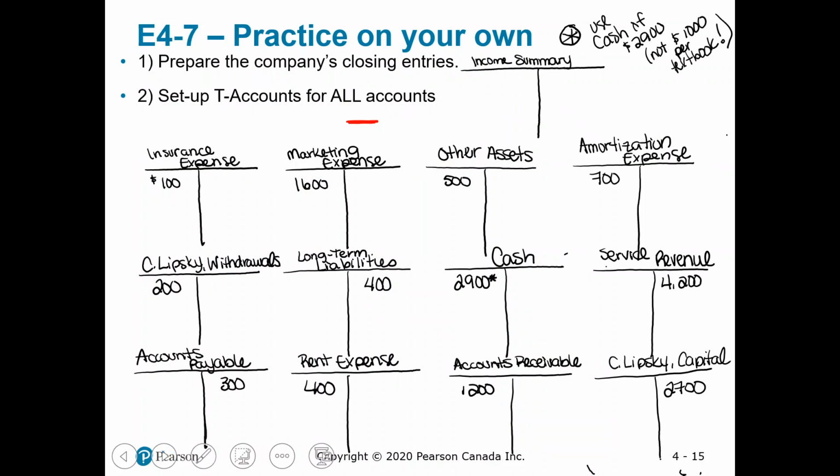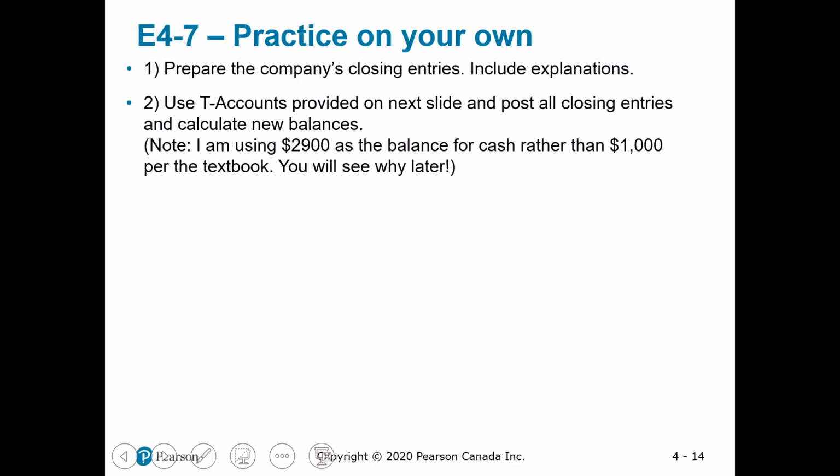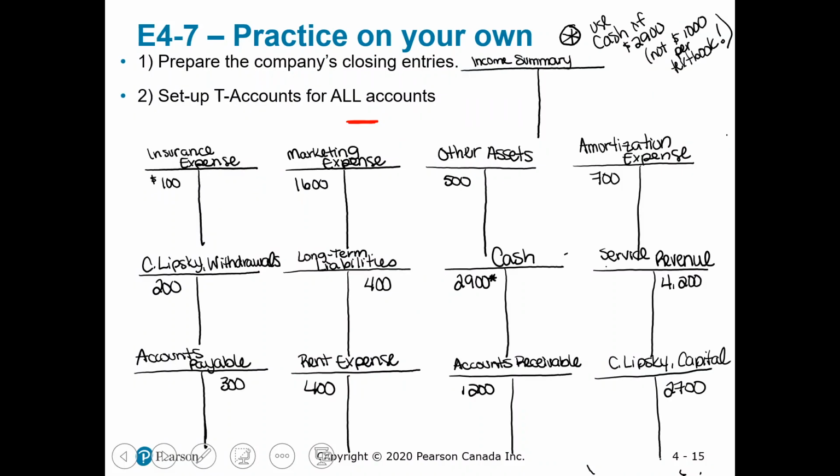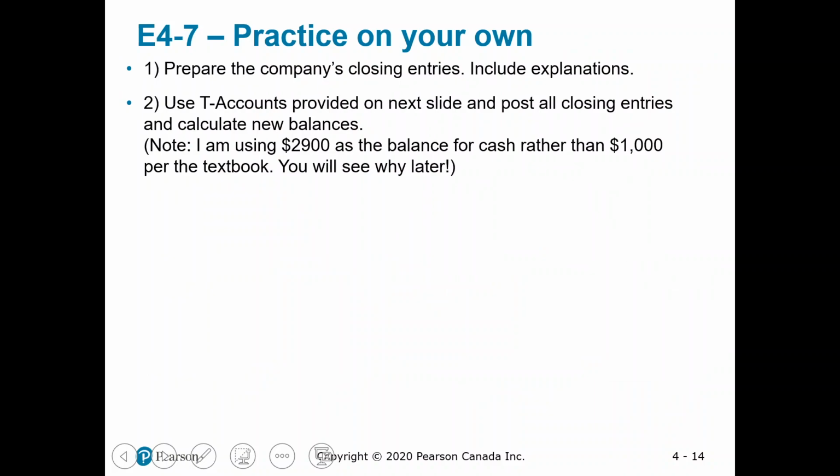these accounts. So on the next slide, I've provided you with T accounts, and I put the opening balances from the question in there. So in part 1, I want you to do the entries here, and then post these entries into these T accounts that I've provided and calculate the ending balances. And I just want to note that for cash, I've used an opening balance of $2,900. The textbook says $1,000, but you'll see later why I've used this $2,900. So go ahead, practice this on your own, and then once you've got through it, come back, and the next video I will go through the solution.